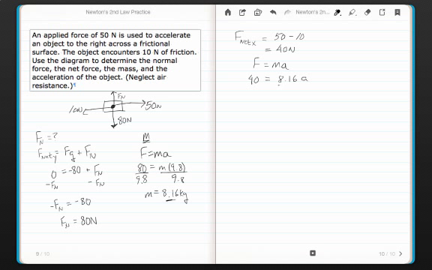Plug that into F equals ma. 40 is equal to 8.16 times acceleration. Divide both sides by 8.16, and we get an acceleration of 4.902 meters per second squared.